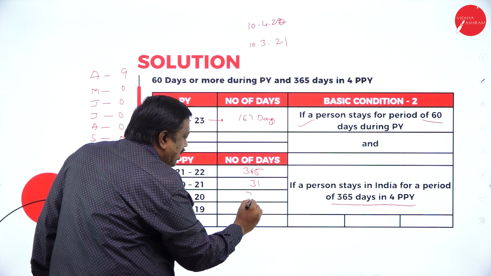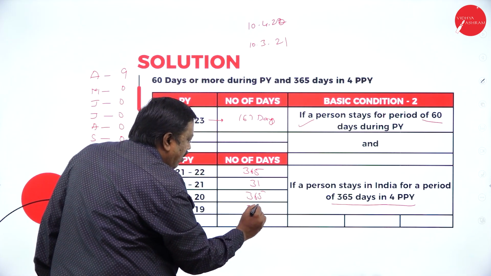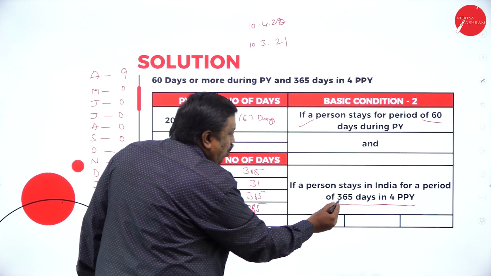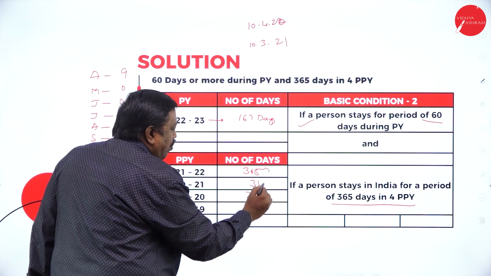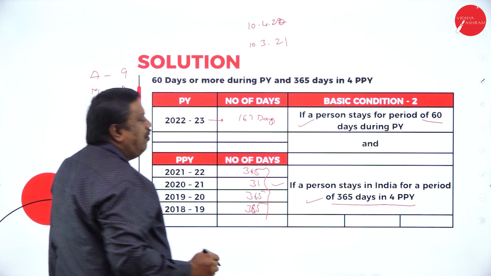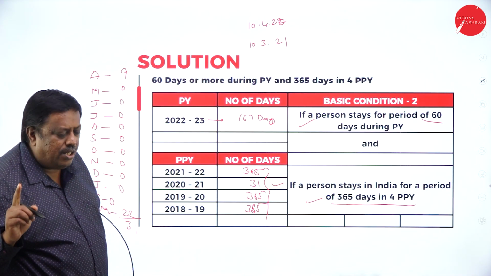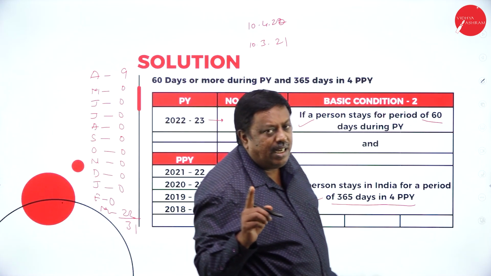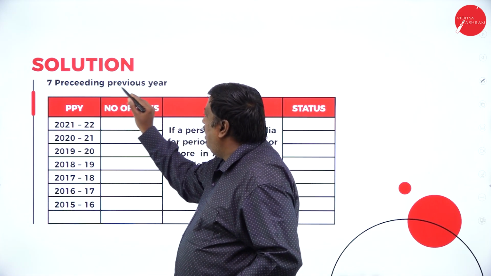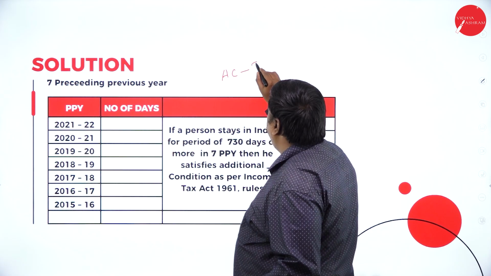Before that, I was in India for 365 and 365 days. So what is the number of days? It should be a total of 365, and I'm more than that. So I've satisfied the second half of the basic condition, and so I've satisfied one basic condition. When I've satisfied one basic condition, they're going to call me a resident. Now the 7 preceding previous years, this is the first additional condition.